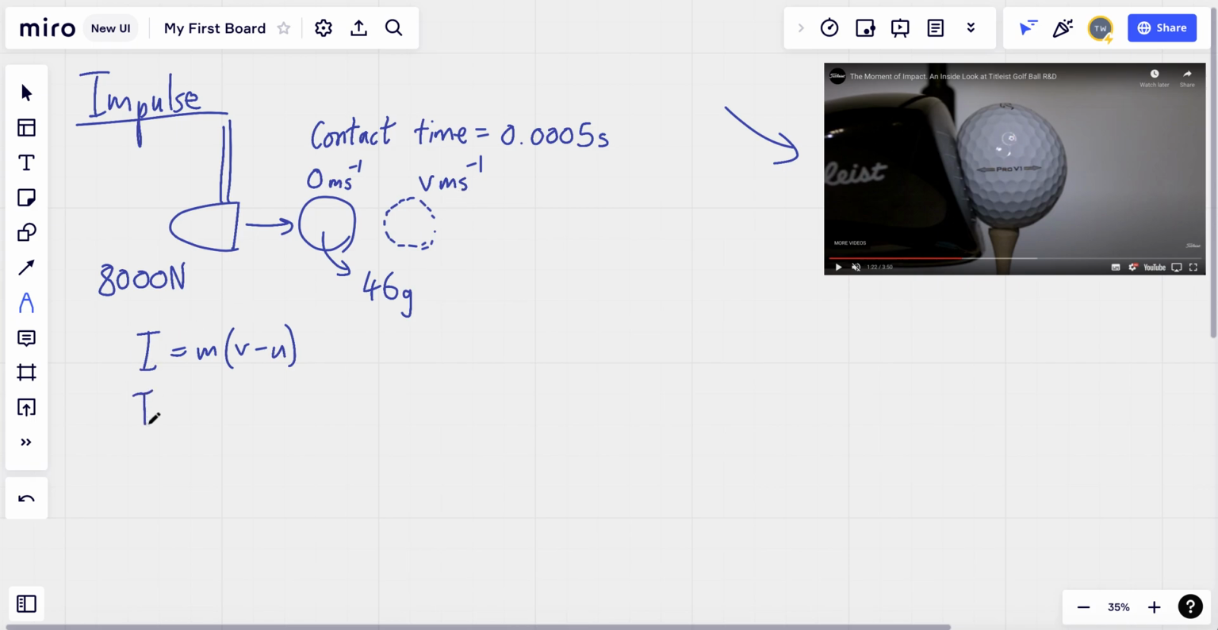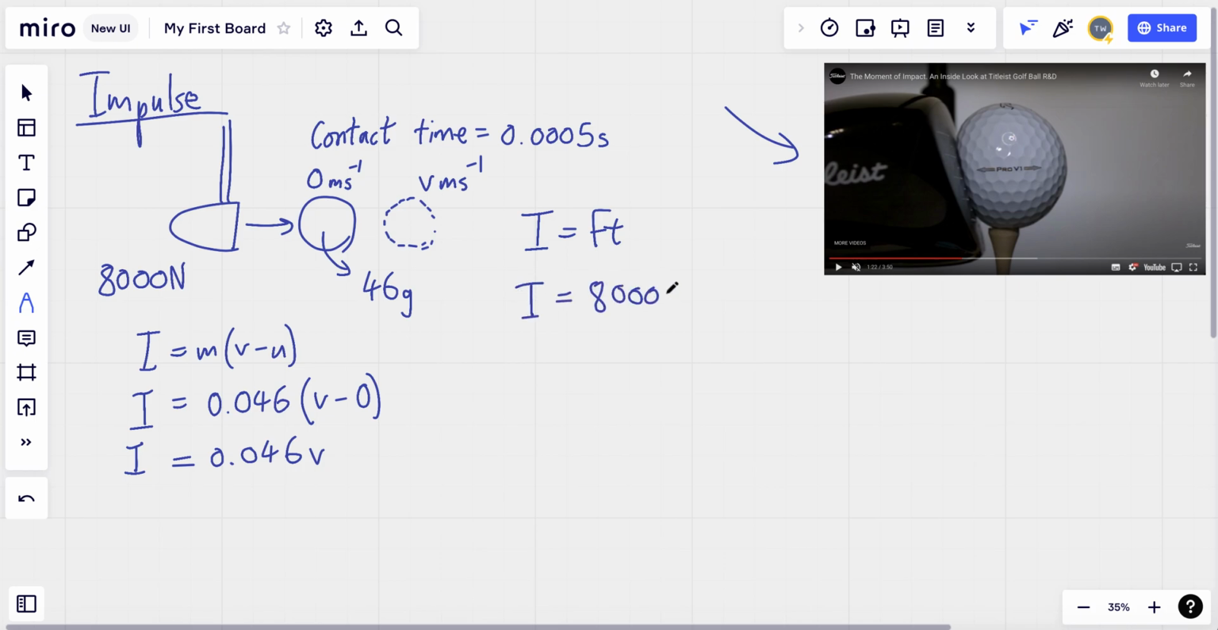So let's look at this equation. My impulse equals mass. Now mass of 46 grams is going to be 0.046 kilograms. Hopefully you agree with that. And I have v, which is my final velocity, minus 0, which is my initial velocity. So I can straight away tidy up this right-hand side, 0.046 times by v, because the 0 disappears. Now the impulse, well, I actually know what the impulse is, because the impulse can be considered to be the force times by the time it is applied over. So the impulse is also equal to 8,000 multiplied by 0.0005 seconds.